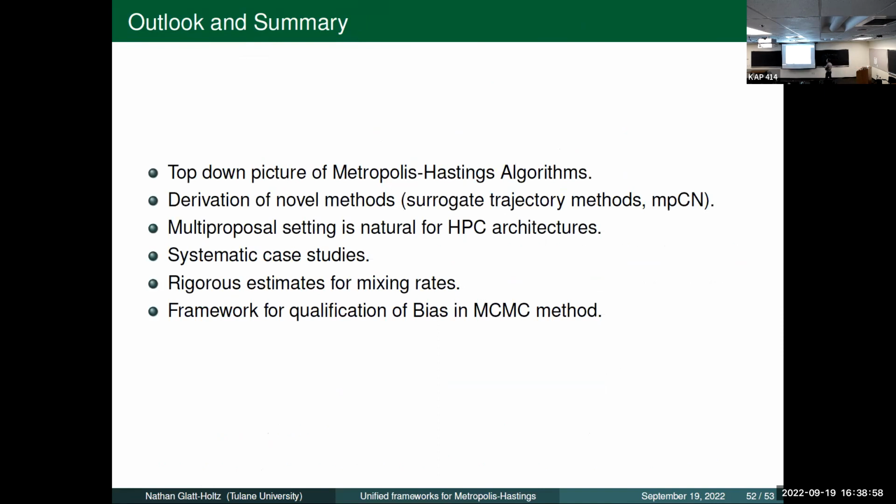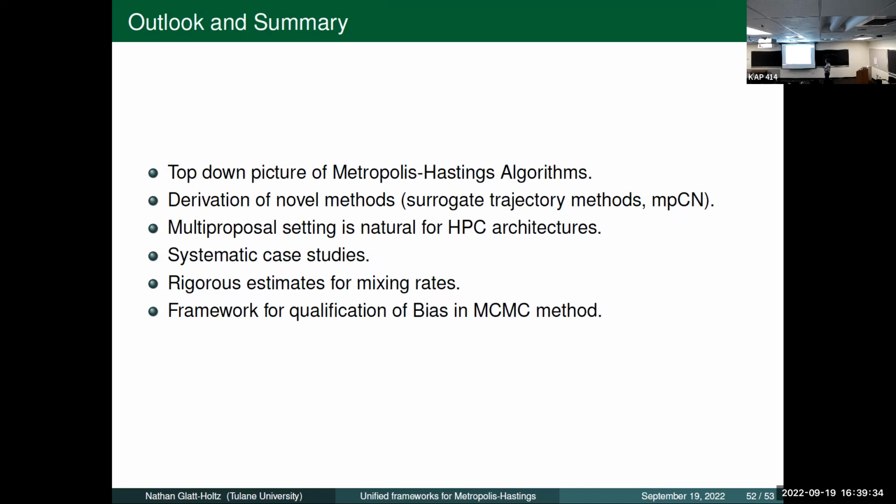Okay, so I'll just make some closing comments. I think there's a very satisfying top-down picture which we obtained from our theory that links together all these different algorithms, and you see how they're related to each other, and it provides you with a kind of recipe to derive all sorts of algorithms. And in particular, these surrogate trajectory methods that I showed you, and this MPCN, fall out of this general top-down picture.